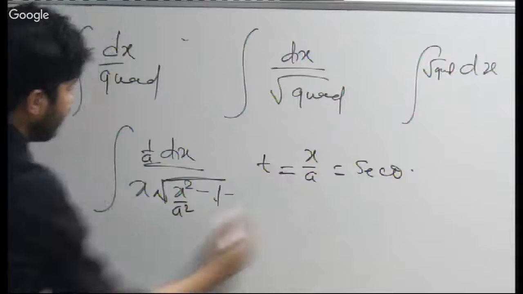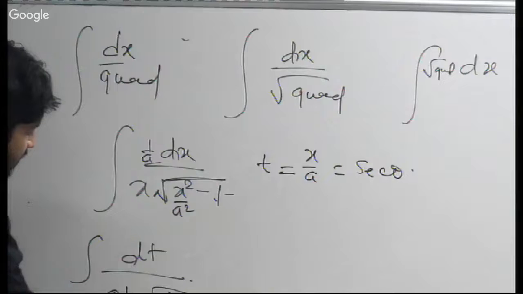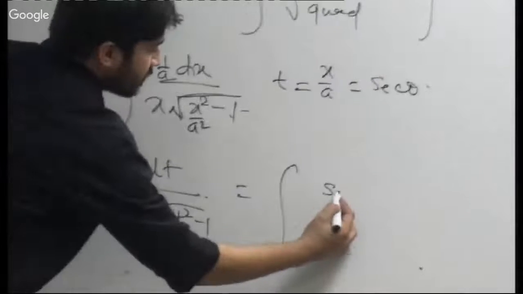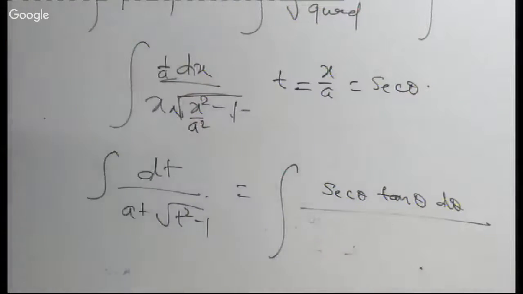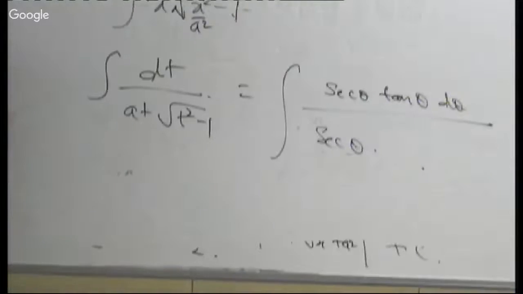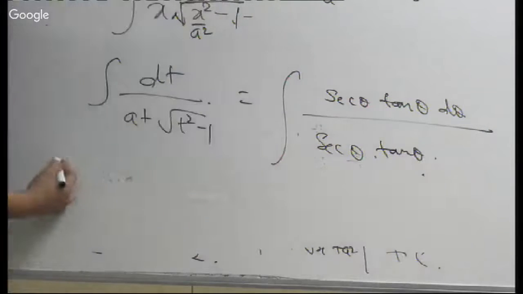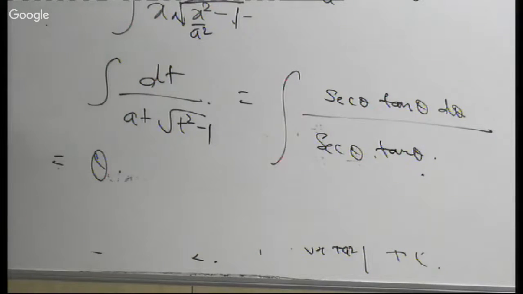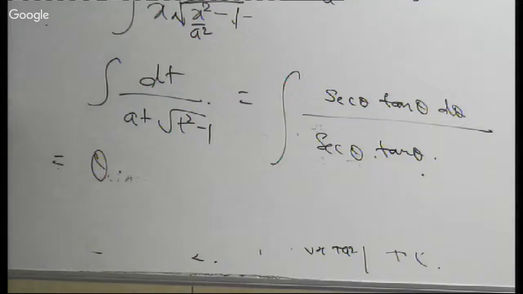This is basically t. So I'll say dt upon t into under root t square minus 1. So I'm going to say, if my t is sec theta, it will be sec theta tan theta d theta upon my t, which is nothing but sec theta. And what is under root t square minus 1? Basically it is tan theta. And what is the integral of tan theta? Sec square x by a. Okay, clear? Not clear?